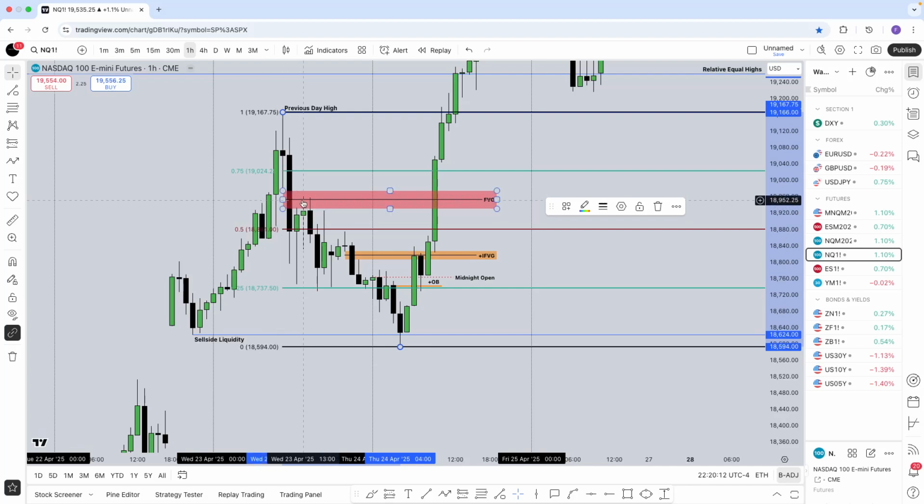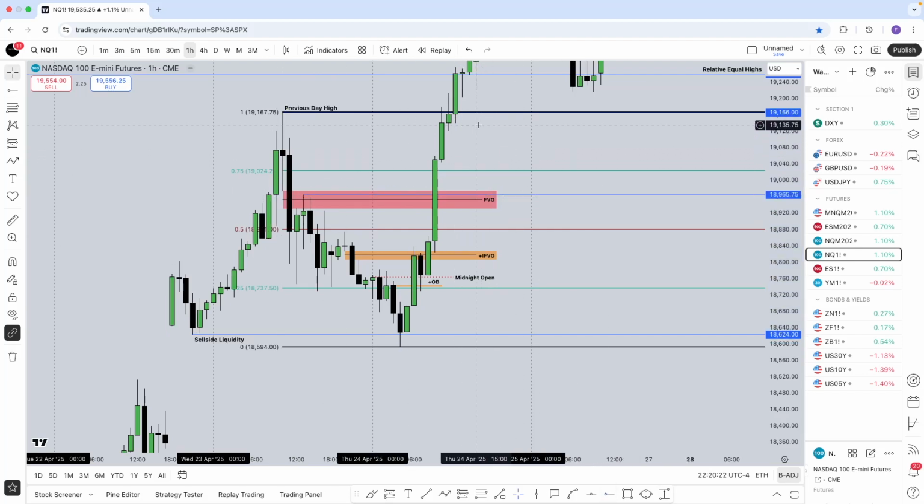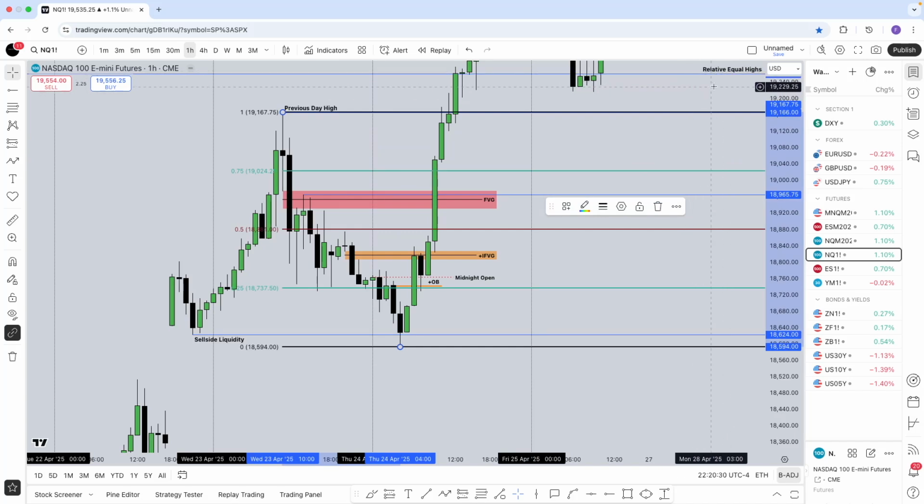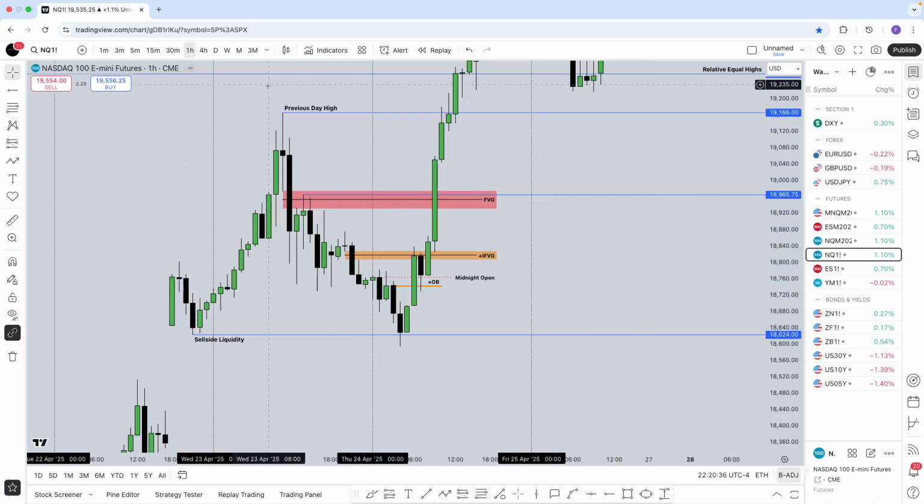Also, inside this FVG, we have these relative equal highs. Having these relative equal highs, this is where I set my first partial right there and left the other one to take out the previous day high, which is my final target. I didn't really put my final target on the relative equal highs. Taking the previous day high, which was on Wednesday, was enough for me.